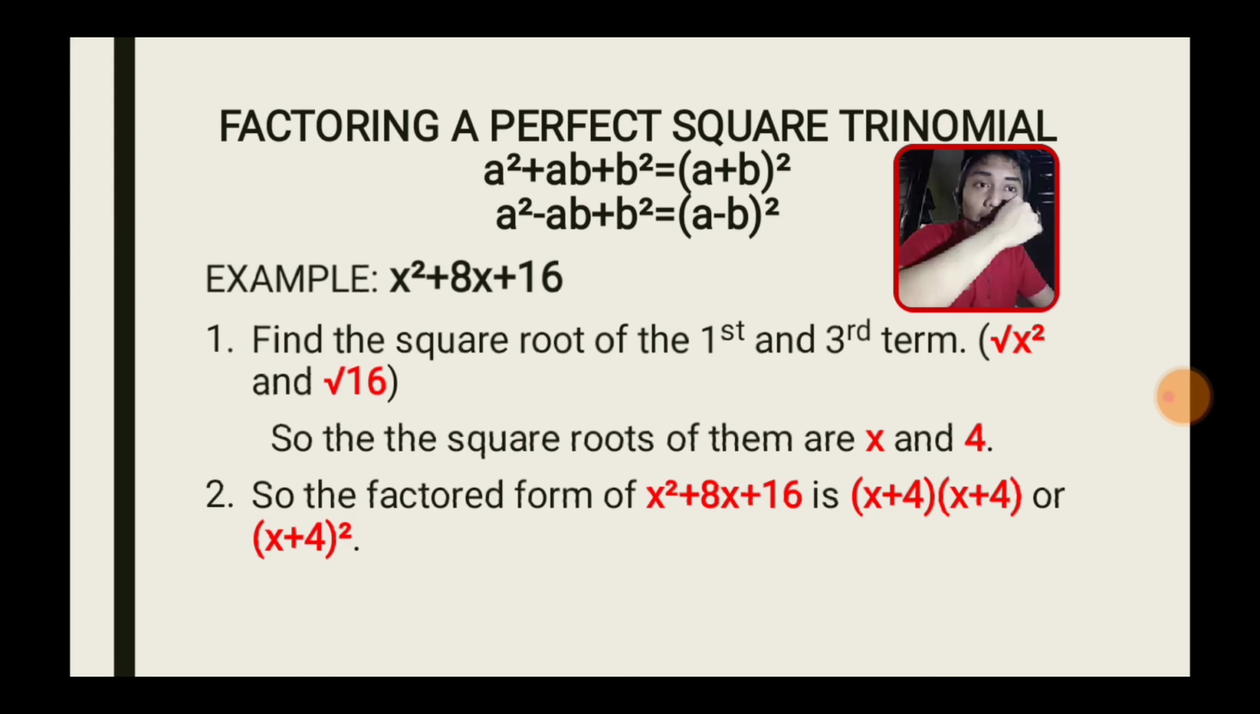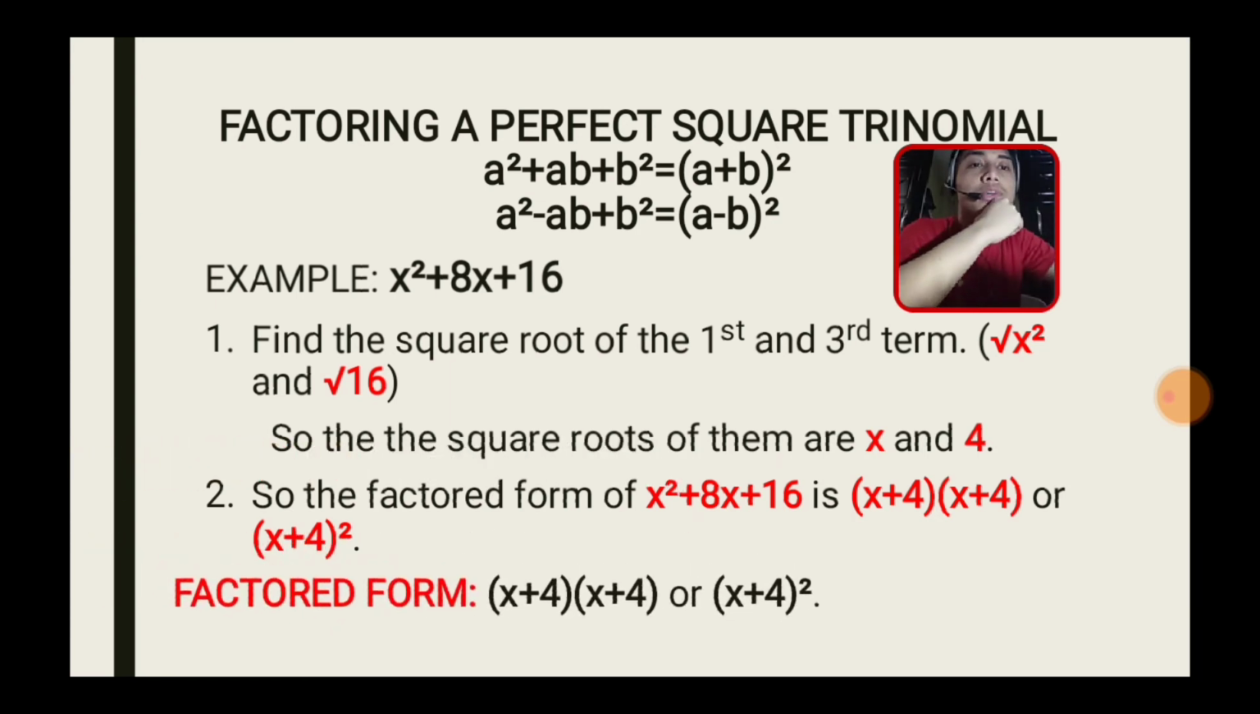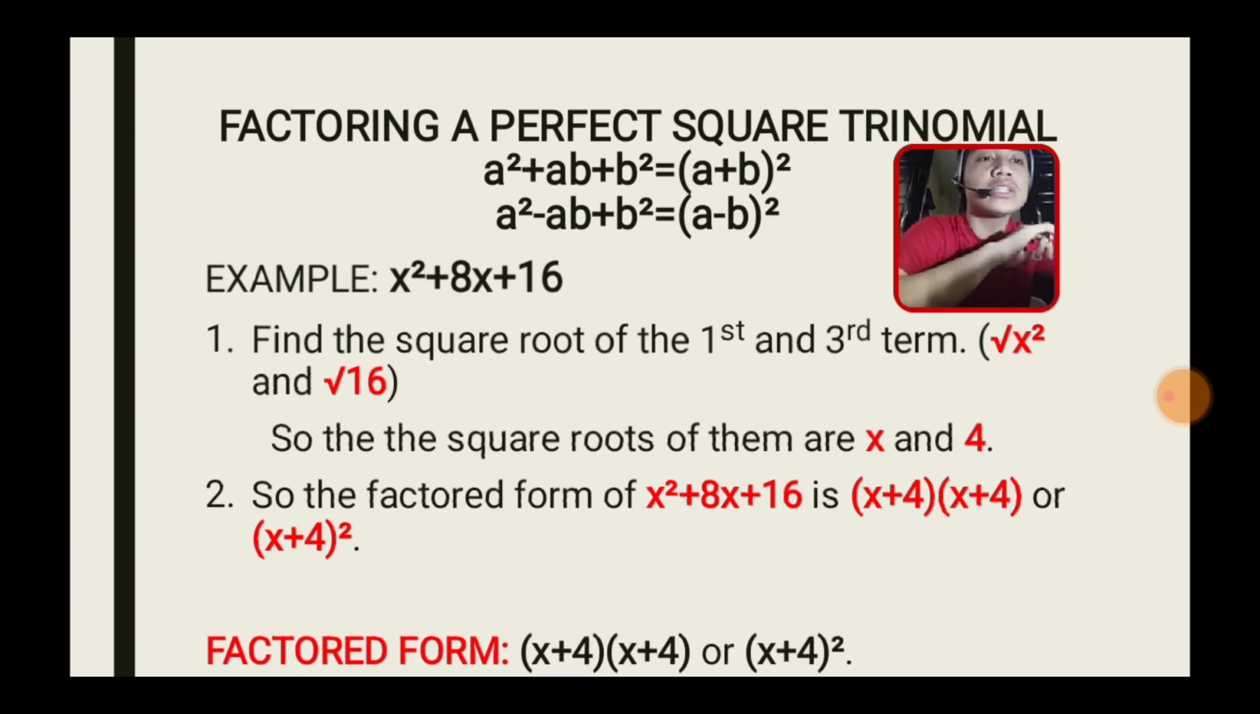Madali lang. So, paano po tayo nag-check? Una dito muna sa dalawa, by FOIL method. So, we have x times x is equal to x squared. Then, 4 times 4 is equal to 16. Then, 4 times x is equal to 4x. Then, x times 4 is equal to 4x. So, 4x plus 4x is equal to 8x.